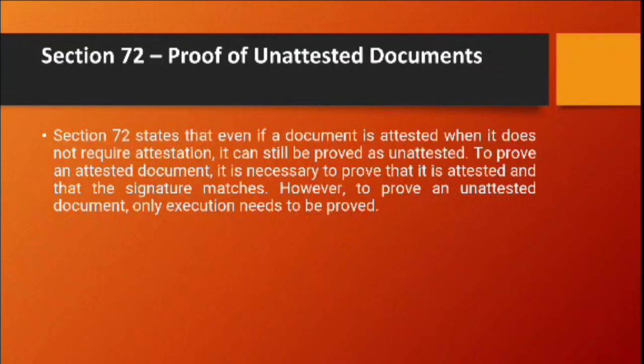Section 72. Proof of unattested documents. Section 72 states that if a document is attested, when it does not require attestation, it can still be proved as unattested. To prove an attested document, it is necessary to prove that it is attested and that the signature matches. However, to prove an unattested document, only execution needs to be proved.